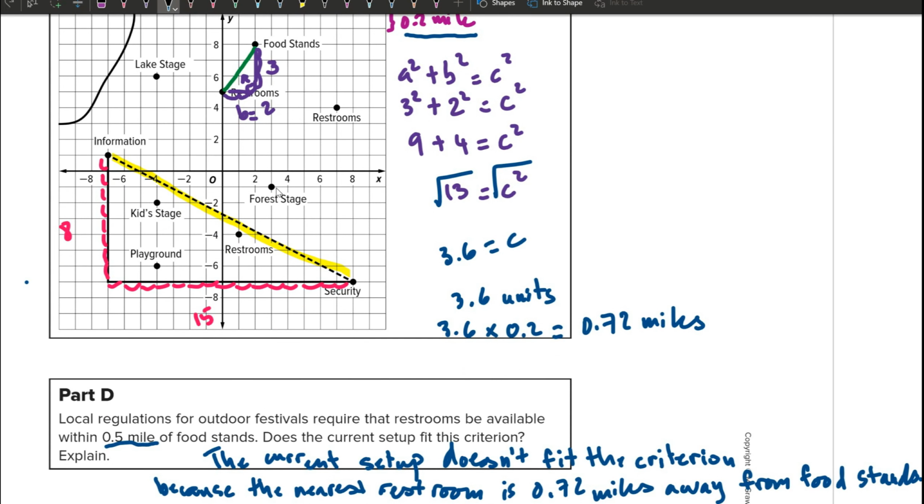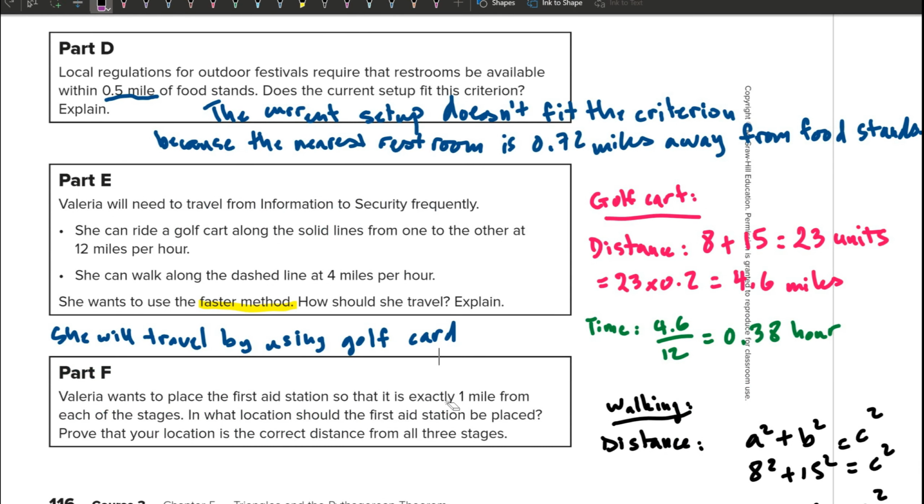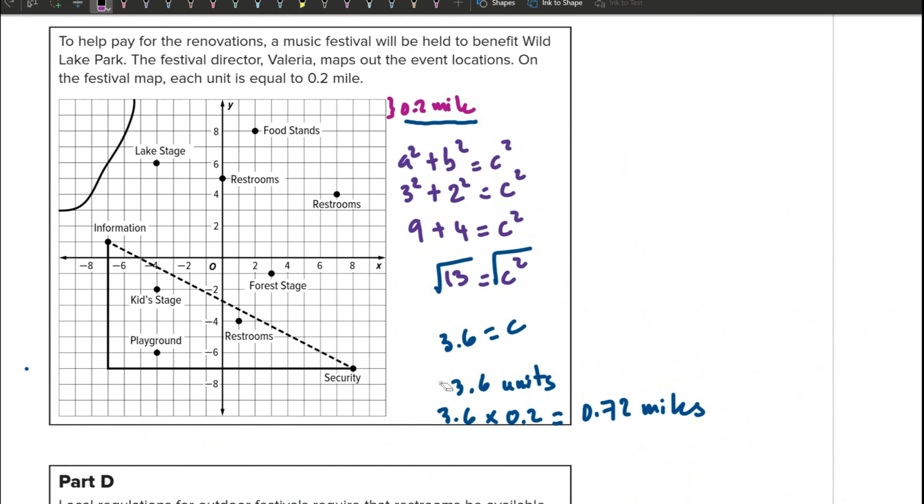Okay, so we have the forest stage, the kid stage, and the lake stage. So those are the 3 stages that they're talking about. Now they want exactly 1 mile from each stage. Let me see what I can do. This is the forest stage, kid stage, and then lake stage. We want to put the first aid station 1 mile away from each stage.